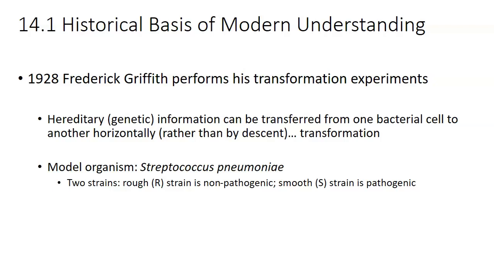He took bacteria, and the bacteria that he used was Streptococcus pneumoniae. And Streptococcus pneumoniae comes in two different strains. One of them is pathogenic, and one of them is not pathogenic. The smooth or S Streptococcus pneumoniae were pathogenic or disease-causing, where the rough, which we're going to call the R strain, does not cause disease, so they're non-pathogenic. And this is how they did it.